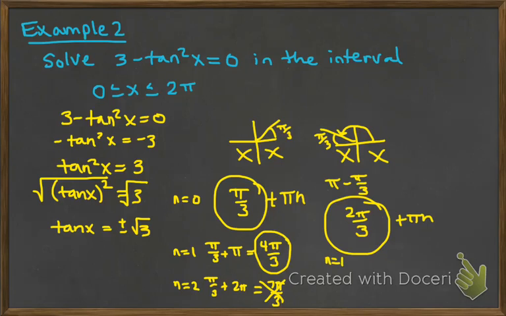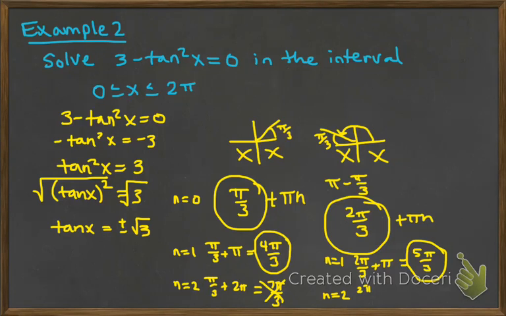So now let's go over to our second answer and do the same thing. If n is 1, then I'm doing 2 pi over 3 plus a pi. So do a common denominator, 3 pi over 3, giving me 5 pi over 3. 5 pi over 3 is less than 2 pi, so that is also an answer. So again, remember, you keep going until you find something over the endpoint, which in this case is 2 pi.